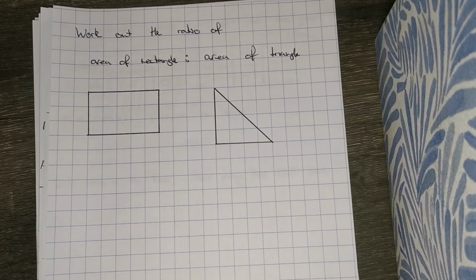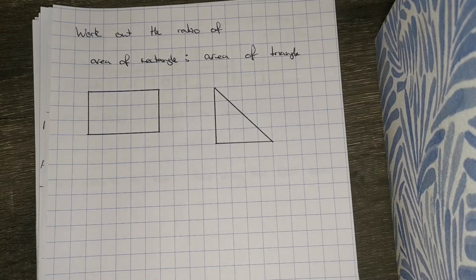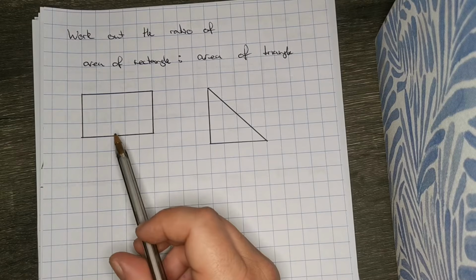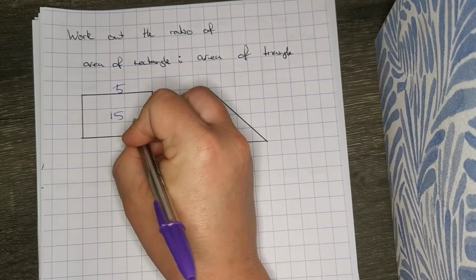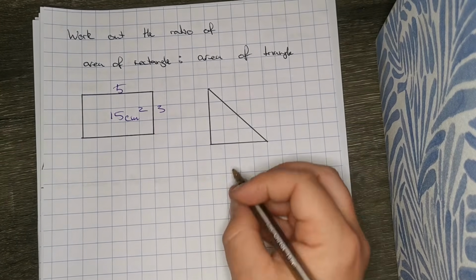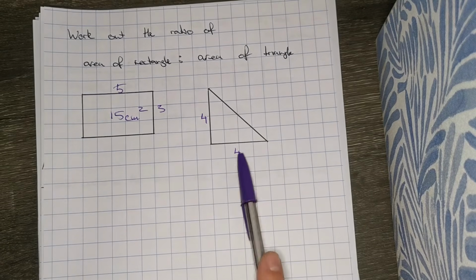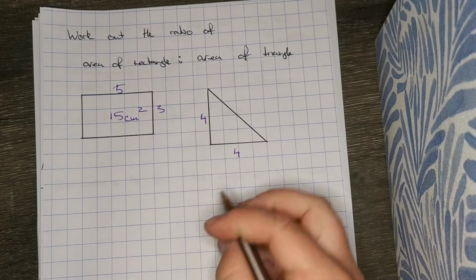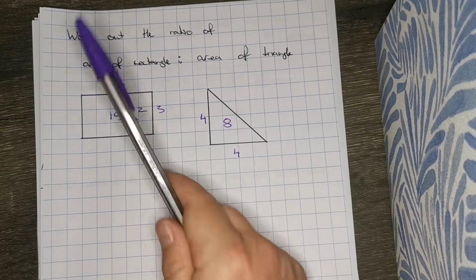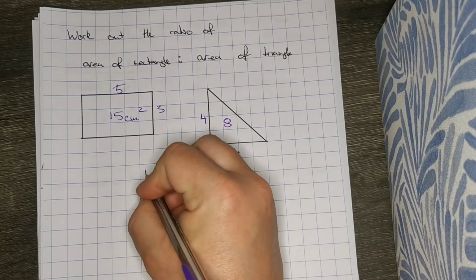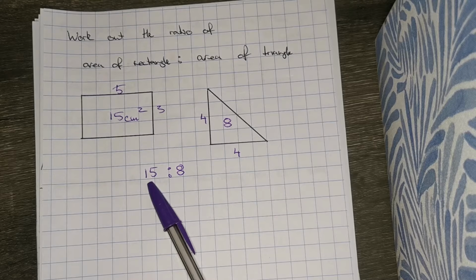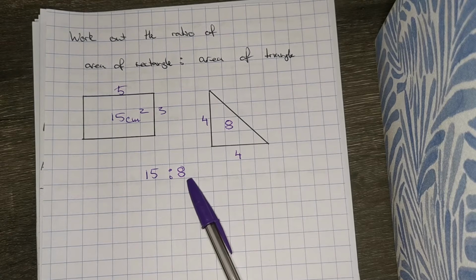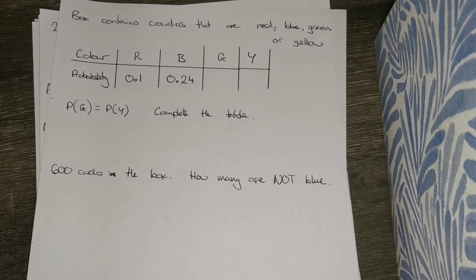All right, work out the ratio of the area of the rectangle to the area of the triangle. Now, a couple of ways you could do this. You might count the squares, since it's on a nice centimetre grid for us, or we could use the formula. So if that's 5 and that's 3, area of that is 15 centimetres squared. If that's 4 and that's 4, for a triangle, base times height and half it, so 4 times 4 is 16, half of that is 8. So my rectangle to my triangle is 15 to 8. I can't simplify that. The only things that go into 15 are 5 and 3. Neither of those fit into 8. So we're done on that one.